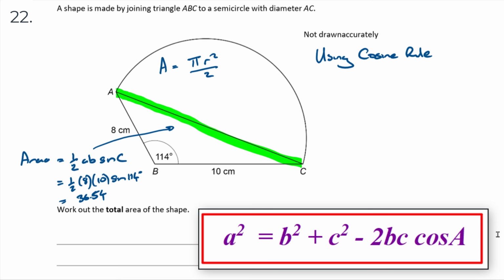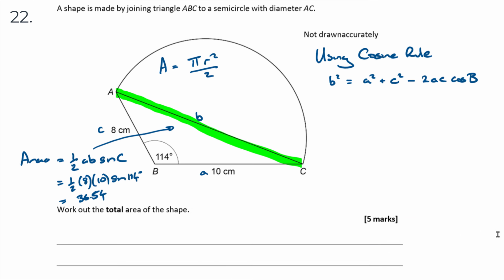which states that we want b, don't we? This is side b. We label up the sides opposite the angles. So this is going to be side a, and this is going to be side c. So we want b, and so the cosine rule says b squared equals the other two things squared, a squared plus c squared, minus two lots of the other two things multiplied together, multiplied by the cosine of your angle. Okay, so that's what we're going to do. b squared equals a squared plus c squared minus 2ac cos B. Now, sub in. a is 10 squared. c is 8 squared minus 2 lots of 10 lots of 8 times the cosine of 114.